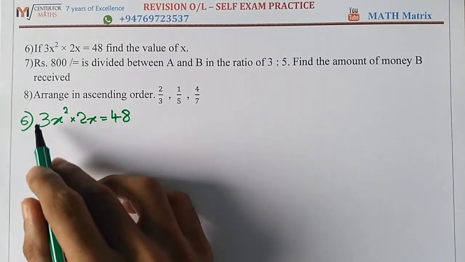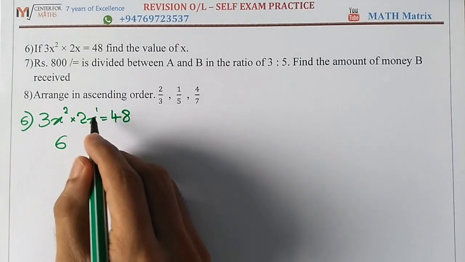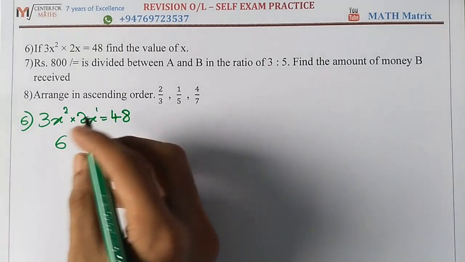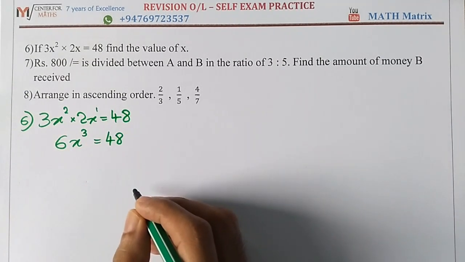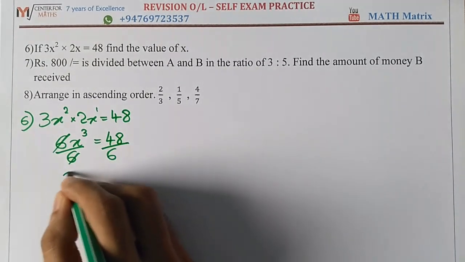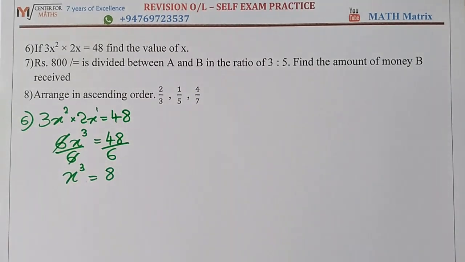Right. Now here listen, we'll simplify this. 3 twos are 6. And x squared into x. So how many x are there in total? How many x are here? There are 2 x's, and how many x are here? Just 1. So altogether there are x to the power 3 is equal to 48. Now we can divide them both by 6. 6 and 6 can cancel. x to the power 3 is equal to 48 divided by 6. The answer is 8. Okay, right.